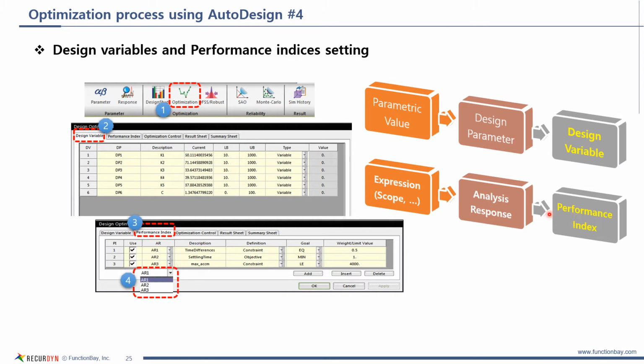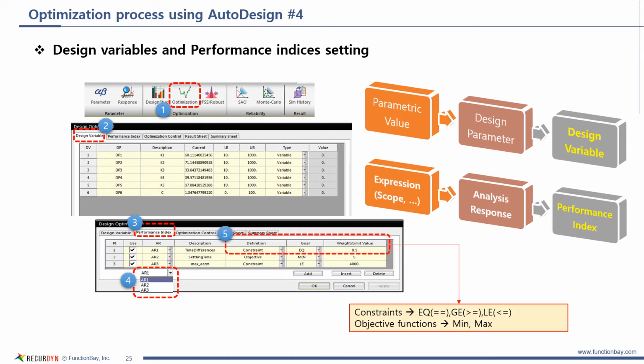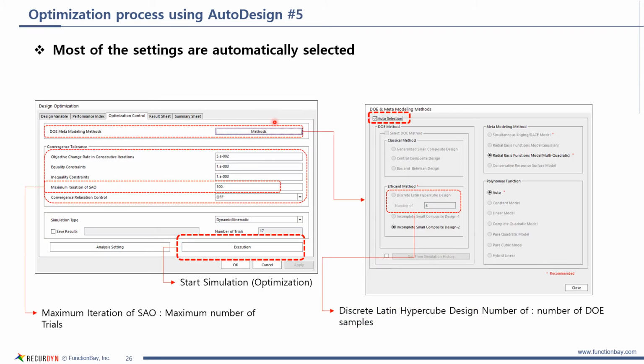Please note that one analysis response can be used for several performance indices. After that, you need to set the parameters according to the constraint or objective types. After formulating the variables and parametric modeling, the final step is to optimize the solver settings, such as the DOE method and MetaModel method and other solver options. But this is not covered in this presentation.